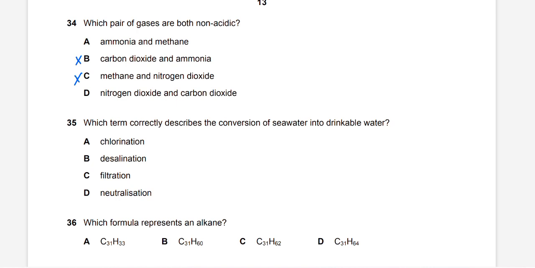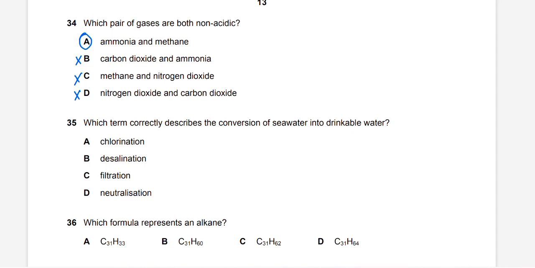And carbon dioxide, when it reacts with water, forms carbonic acid. Nitrogen dioxide and carbon dioxide, these both are acidic. So the non-acidic ones are only ammonia and methane. Ammonia is confirmed to be a base, and it is also not acidic. It can be a base, but it's not acidic at all.